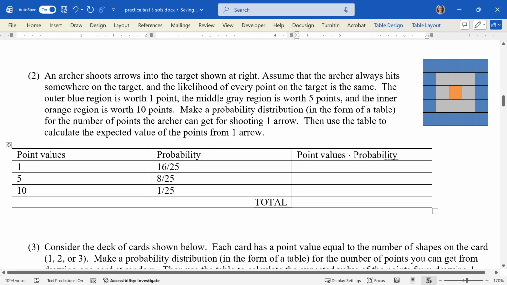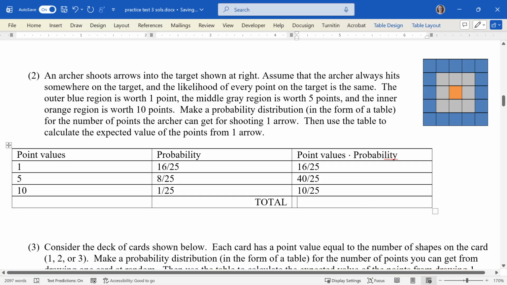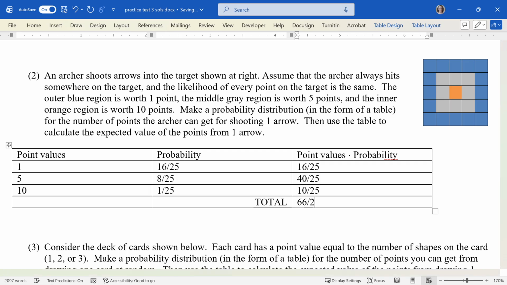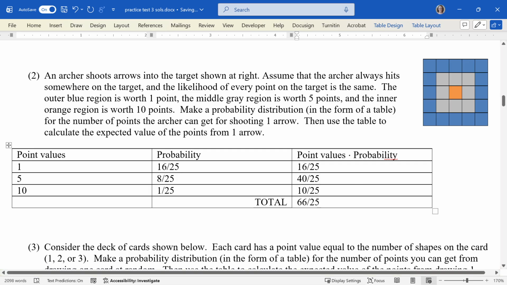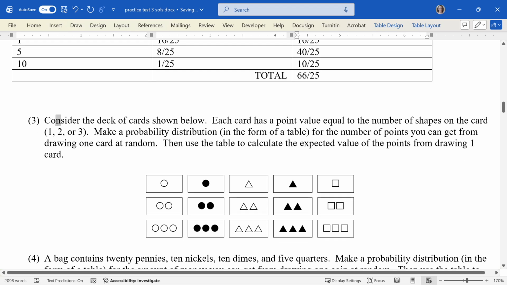Okay, so then we're going to multiply these numbers together for our third column here, and then add them up for the expected value. So 1 times 16 over 25, 5 times 8, what's that, 40 over 25, 10 times 1 is 10 over 25, and now I'm going to add these up. They're all over 25, so I can just add the numerators. So 10 and 40 is 50, plus 16, 66 over 25. And that's it.